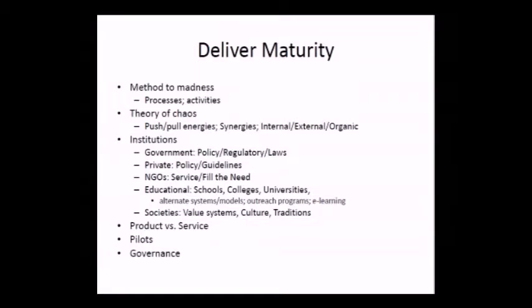Right? So there is a method to madness, which means that you design, create, and discover processes, and you improve on the process, your process mining, and the activities that you engage in to deliver that. And the theory of chaos means that there is a thing called push and pull energies in play.